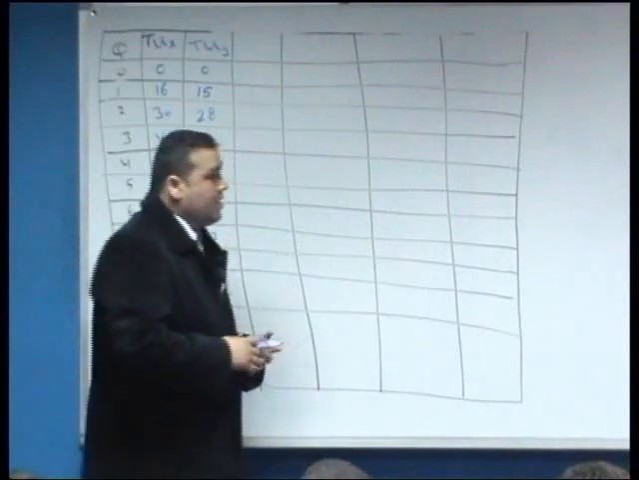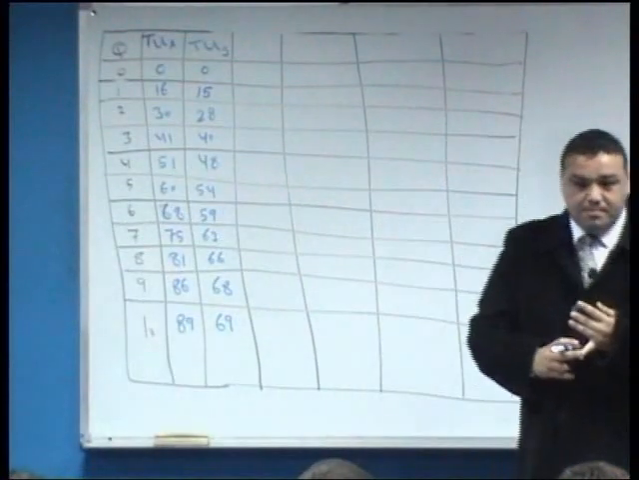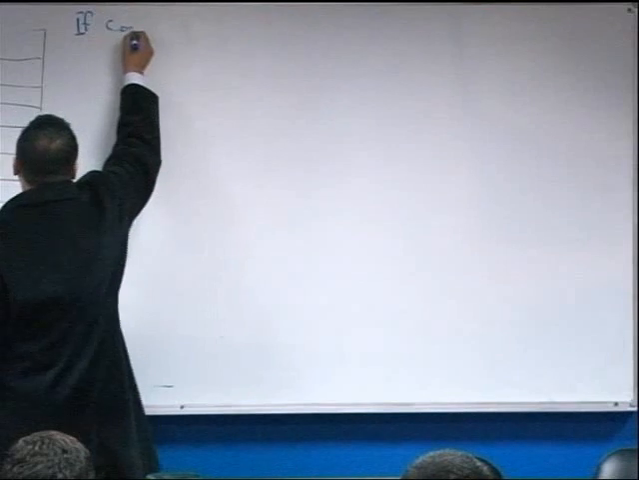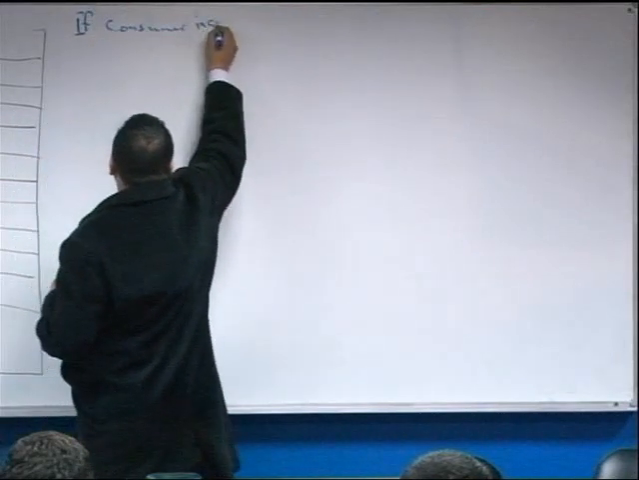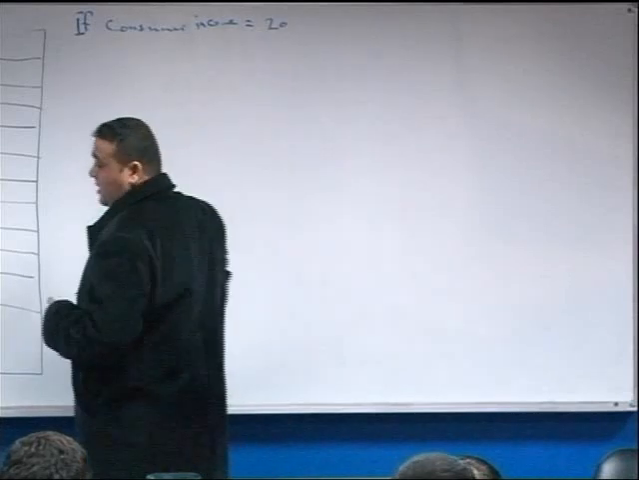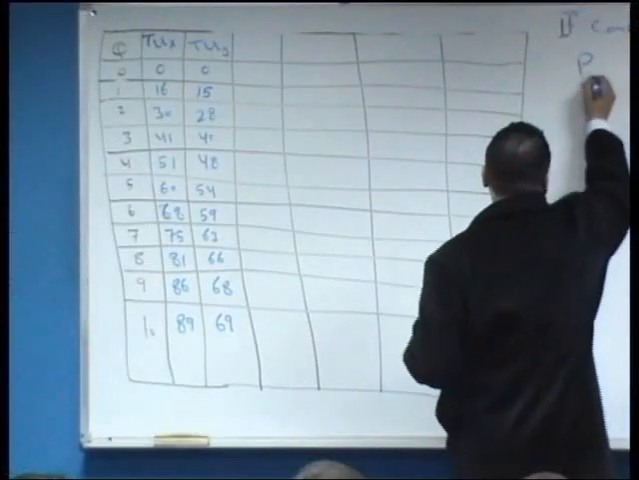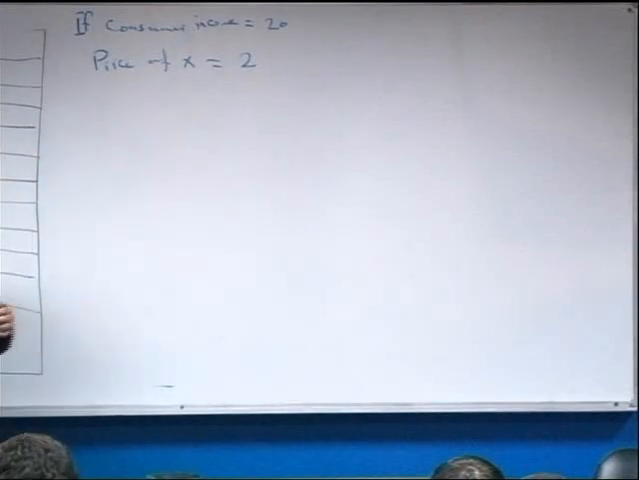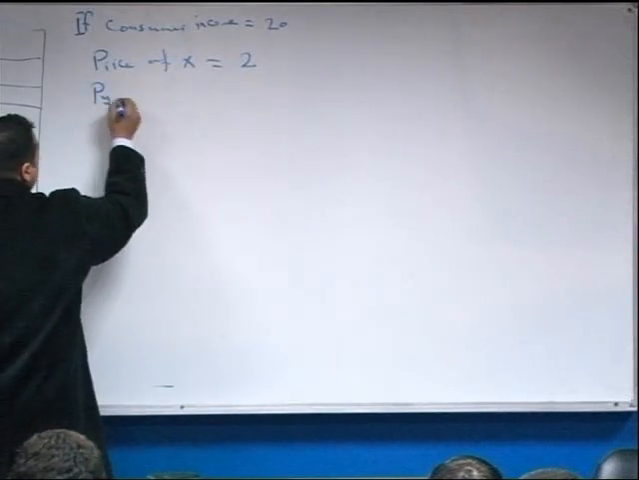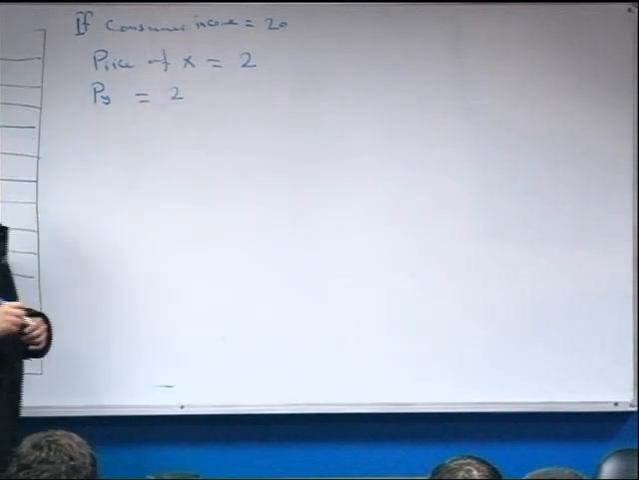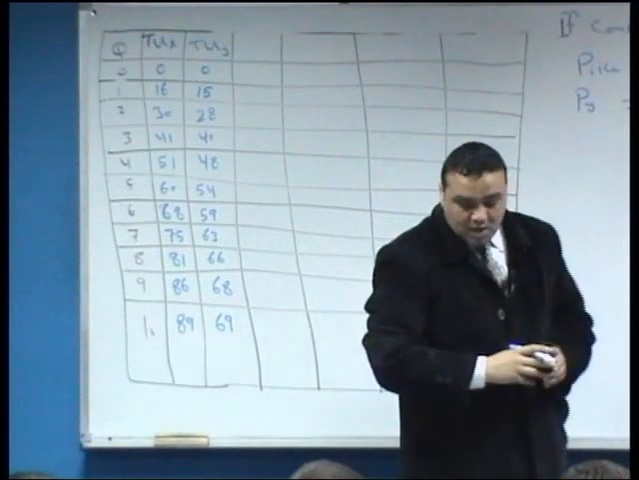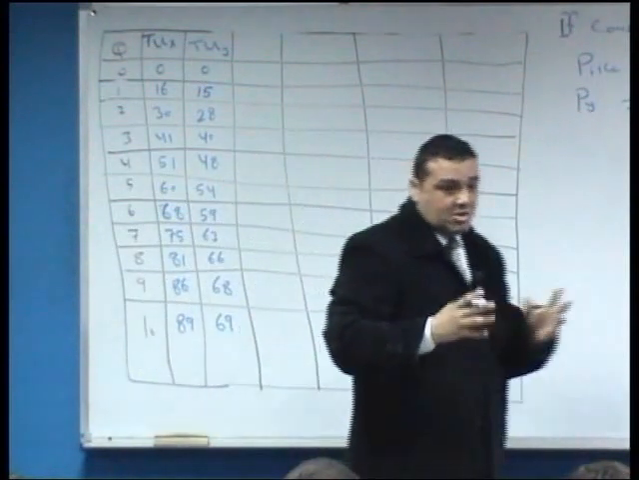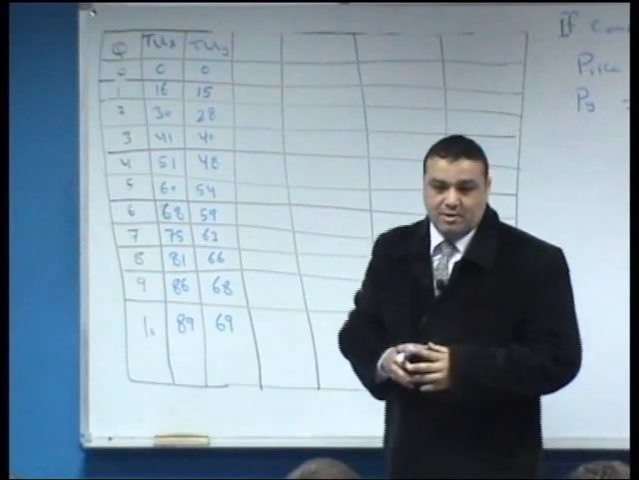Suppose also that we have information about the consumer's income and the prices of X and Y. So the consumer's income equals $20 a day, the price of X equals $2 per unit, the price of Y equals $2 per unit, right? The question is, what are the equilibrium quantities of X and Y that the consumer can consume in order to maximize his total utility, right?